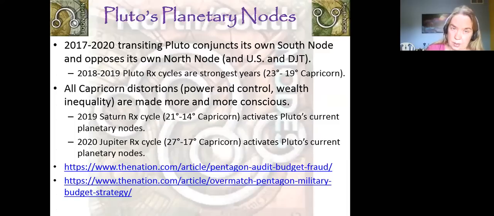Finally, Pluto's planetary nodes are quite active. 2017 to 2020, Pluto's conjuncting its own south node, opposing its north node, not to mention the U.S. and Donald Trump's chart. 2018 and '19 are those strongest years. So this is also why here in the United States we're seeing so much of this go on. Also in 2019, Saturn's retrograde cycle is activating Pluto's south node, north node. 2020, Jupiter does it with Pluto's south node, north node.